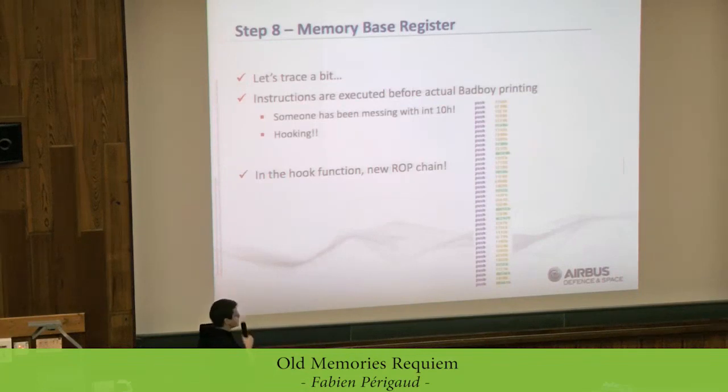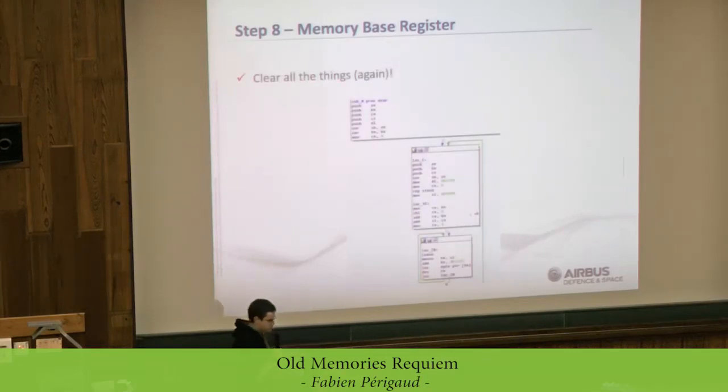So if we trace the code a bit with QEMU, we can see that in fact there are instructions executed before the bad boy printing. So it seems that someone has been hooking the int10 instruction. So it might have been done in the big obfuscated code. And if we look at the hook function, we can see a new ROP chain. So same operation, we clean it and we have a code which is readable.